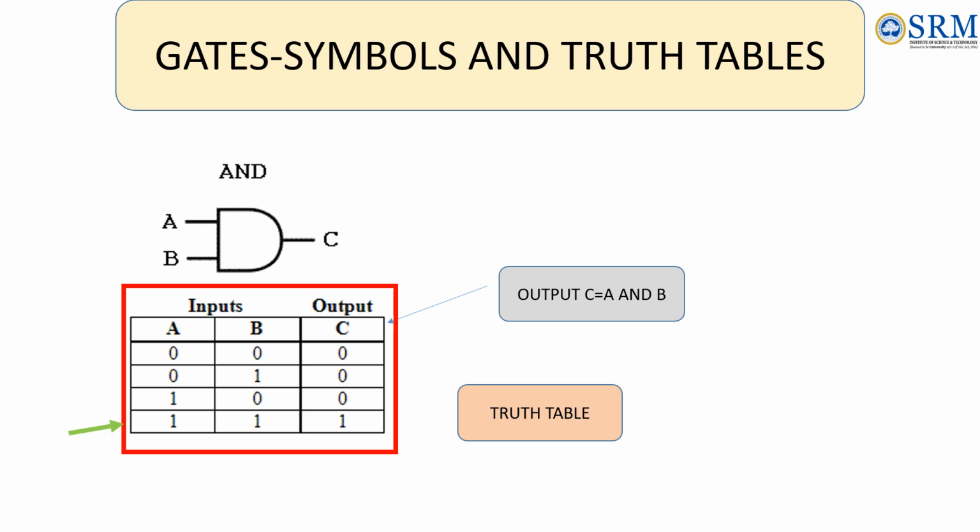Now have a look at the output column C. C is a 1 only for the last row. So can we conclude that in an AND gate, the output will be 1 only when all of its inputs are 1.